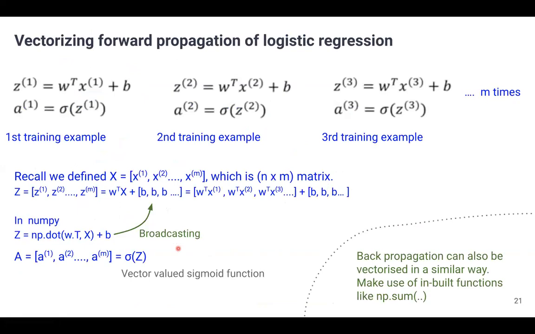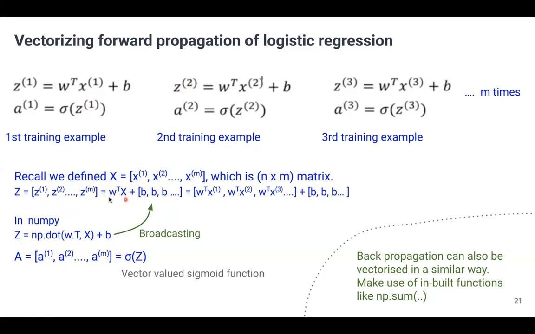Right, so this is the forward propagation for logistic regression, now written for the first training example, second training example, and third training example. So this will be repeated m times. And recall that we defined our capital X matrix from our small x matrices by stacking them together. X1 was a column matrix, X2 was a column matrix, and stacking them, we got an n cross m matrix. Similarly, we can get capital Z by stacking one after another these small z matrices that we are computing like this, and then we just do this.